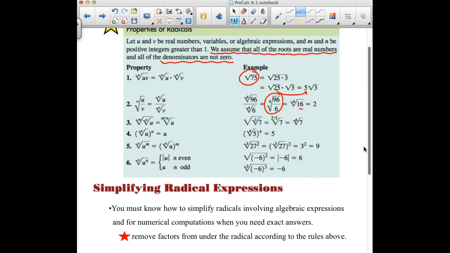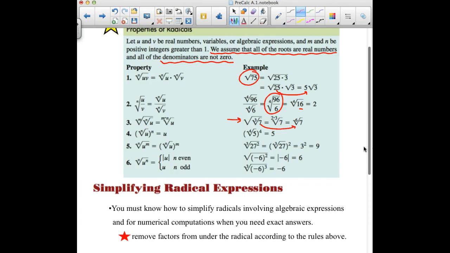Property 3 says if we are taking a root of a root, you can multiply those two indices and then take that final root all as one. So our example here, we are taking the square root of the cube root of 7. Multiplying the 2 times 3, that is equivalent to saying the sixth root of 7. We're going to come back to number 4 in just a sec.